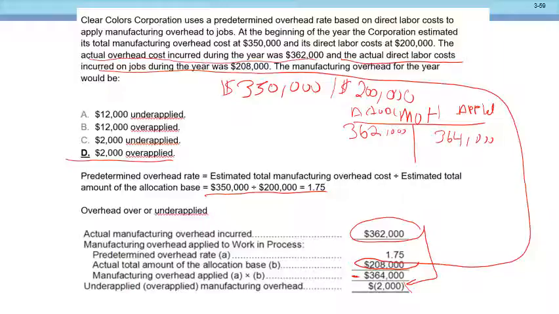Okay. So when we're over applied, and that's all we had to do for this problem, but again, we would have debited the manufacturing overhead account, and we have to credit something. We would have credited what? Cost of goods sold if this 2,000 is not material. If it's material, allocate it between finished goods, work in progress, and cost of goods sold, right?